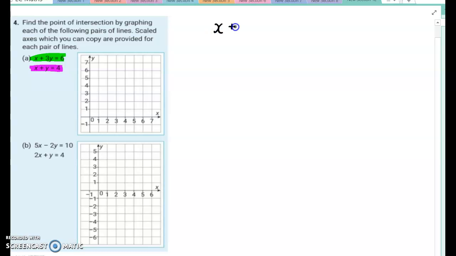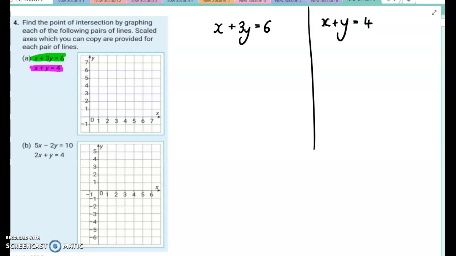So we've got x plus 3y equals 6. And then the other one is x plus y equals 4. Now, how do we do it? How can I draw a line like this one when I don't have any coordinates?